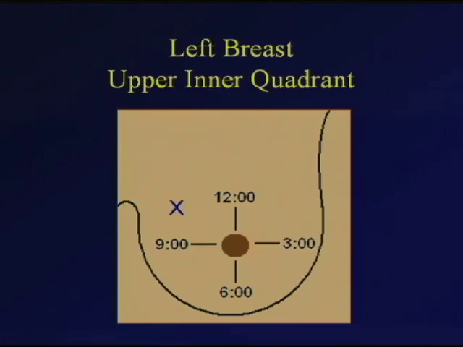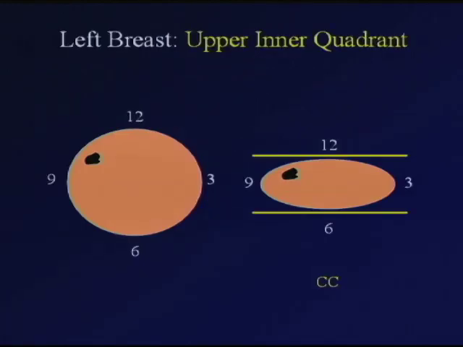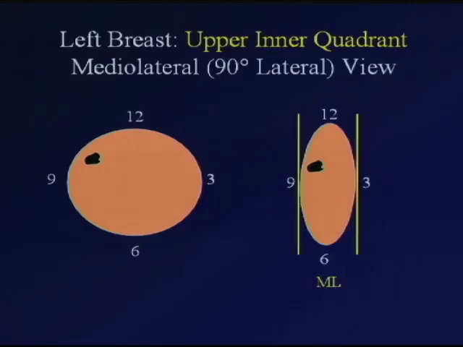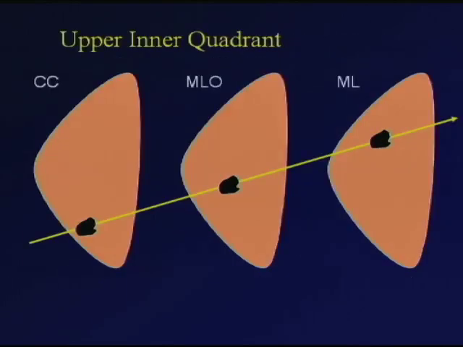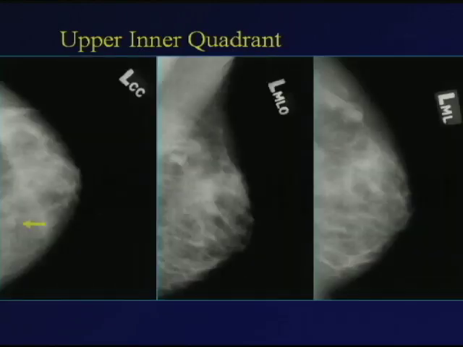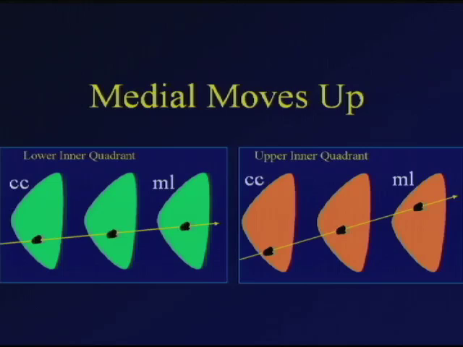And finally, the upper inner quadrant. Here's our schematic, CC, MLO, and 90-degree lateral views. And again, inner breast lesions are going to appear to rise up from the CC to the MLO to the 90-degree lateral view. And here we have an example of a mass that does just that. So we can remember for inner breast lesions, for medial breast lesions, medial moves up.